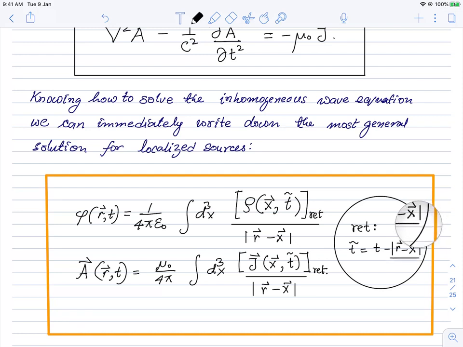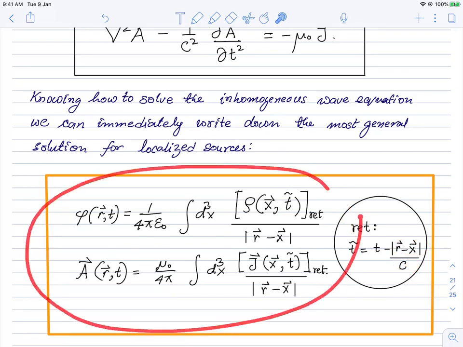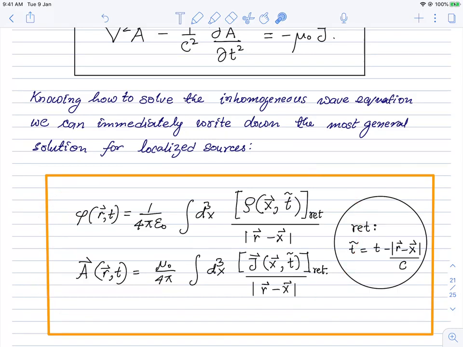I know why, because I'm very much used to setting c equal to 1. But here you're working in SI units where c is not 1. So basically this c will be here. So this is t tilde equal to t minus this distance by c. That t tilde should go into the source. That is the idea of the retarded solution. Otherwise, this is exactly the same structure as it was for electrostatics and magnetostatics.